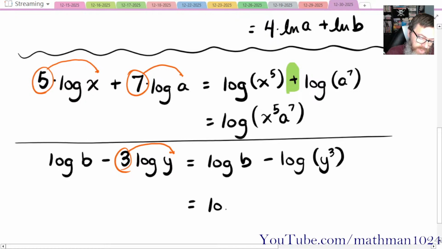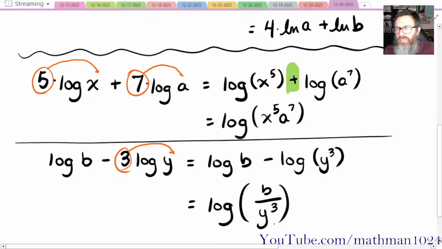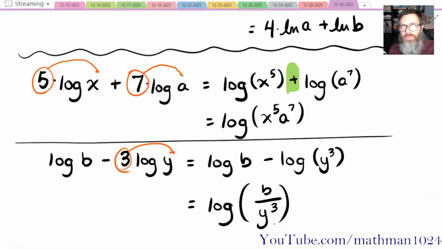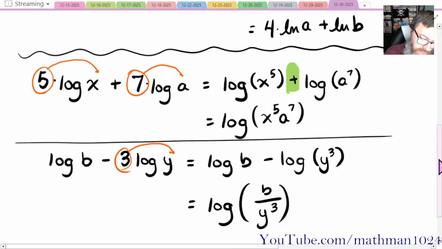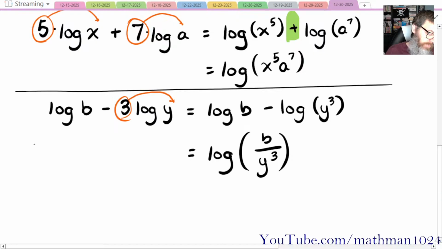And now we can bring this together as a single logarithm. B is in the numerator, and y to the 3rd is in the denominator. In fact, anything that has a negative coefficient really means a negative power. So here's another way I could have written this.